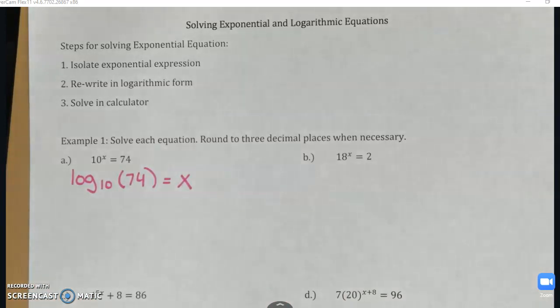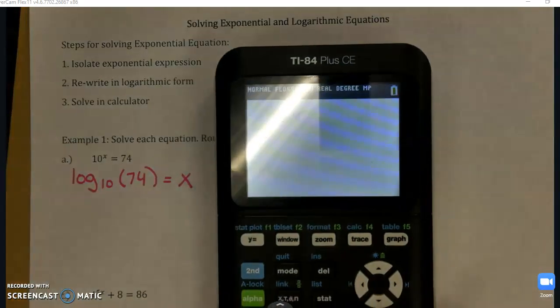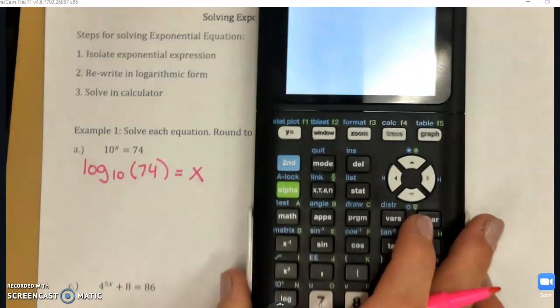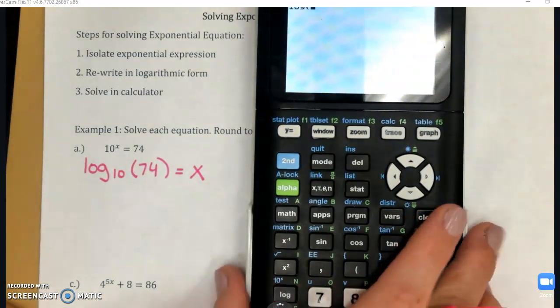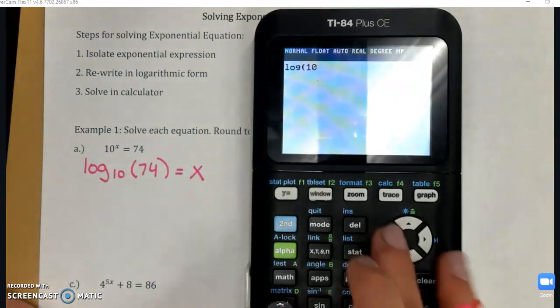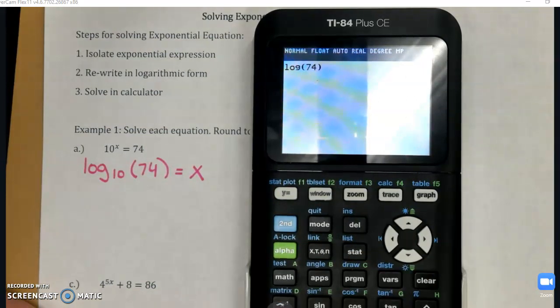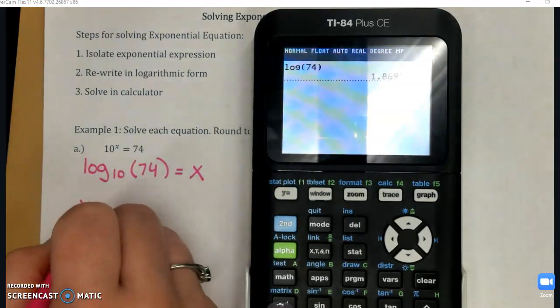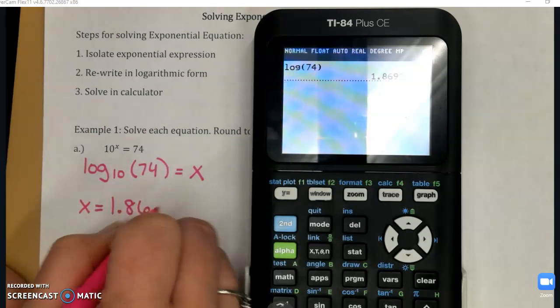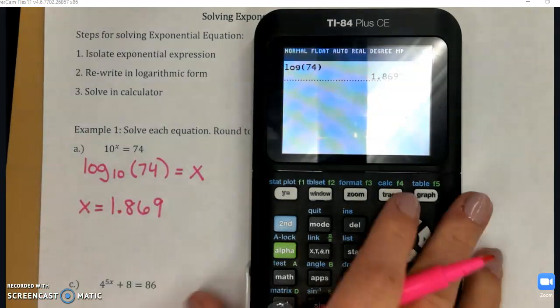Now I'm going to solve that in my calculator. Now this is my common base, base 10, so I can just use the log button that's on my home screen, log base 10 of 74. And so x is going to be 1.869. And that's it for that one.